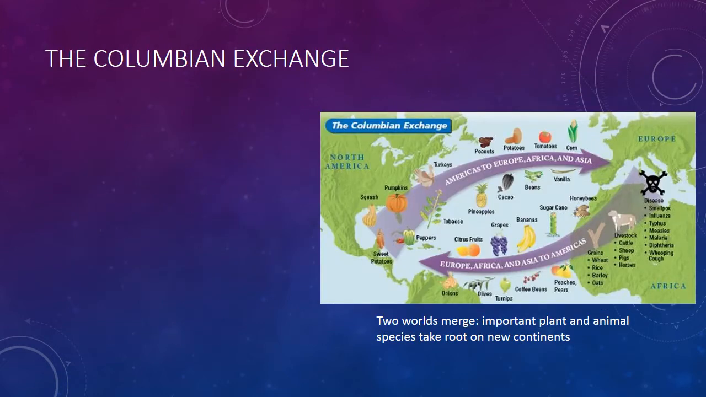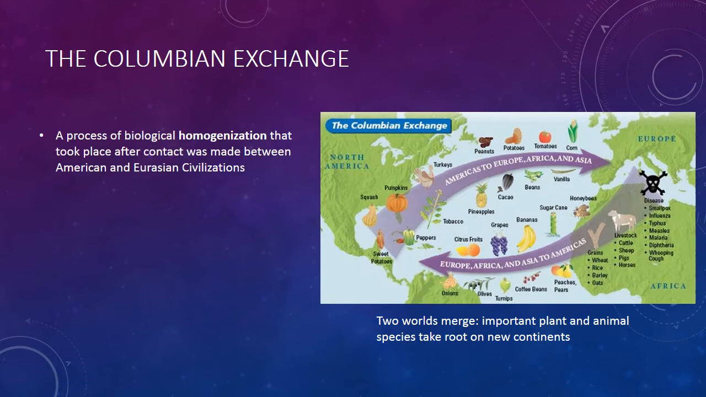The main global phenomenon that happens because of contact between Europe and America is the Columbian Exchange, named after Columbus, who starts the whole thing. And so the Columbian Exchange is a process of biological homogenization that takes place after contact between the American and the Eurasian civilizations. Homogenization, again, just means that the two biospheres are becoming more similar.